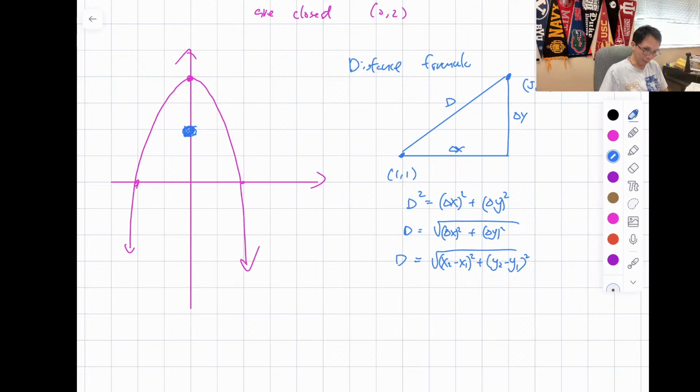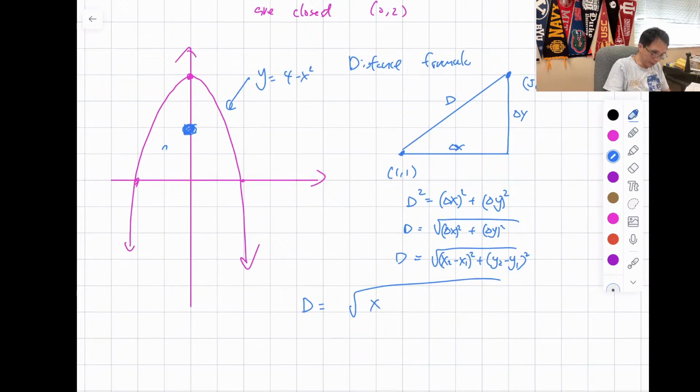Now we obviously have a point. So distance is equal to, well, we are comparing the x of this function. So this is y equal to 4 minus x squared. Compared to this point, 0 comma 2, it'll be x minus 0 squared. Does that make sense? Because the difference between the function's x and the coordinate is x minus 0, squared. Plus the function's y minus 2 squared.